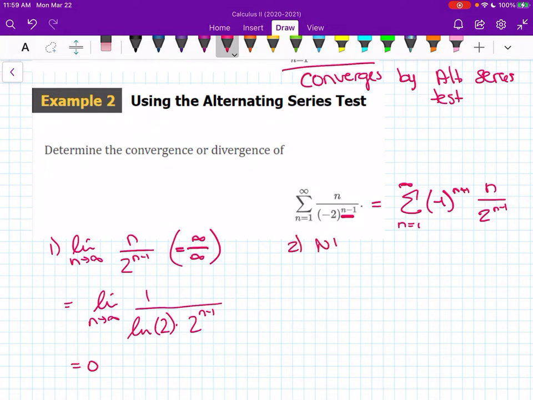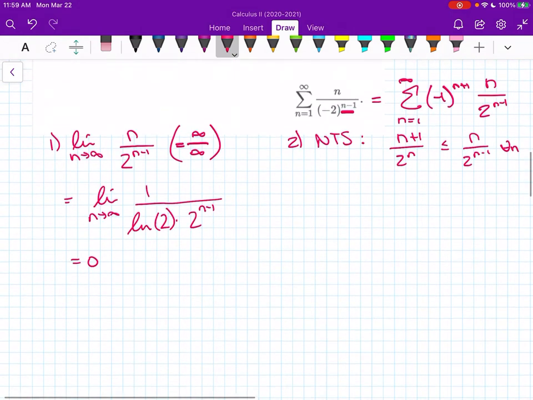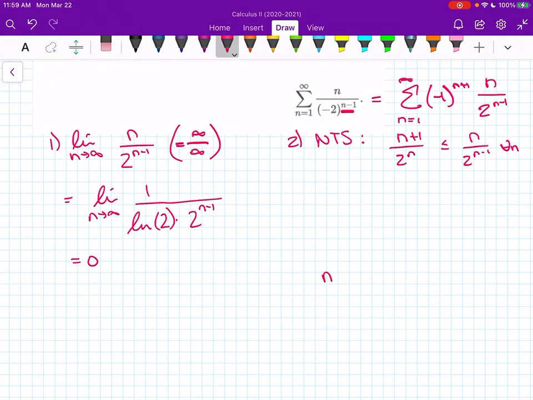My second condition, I need to show that (n+1) over 2^n is less than or equal to n over 2^(n-1) for all n. That's not as obvious as it was in the previous example. So what I want to do is make that my last step, and I'm going to work backwards a little bit to show that I started with something simple. So my last step here is going to be that (n+1) over 2^n is less than or equal to n over 2^(n-1). So that shows a_(n+1) is less than or equal to a_n.